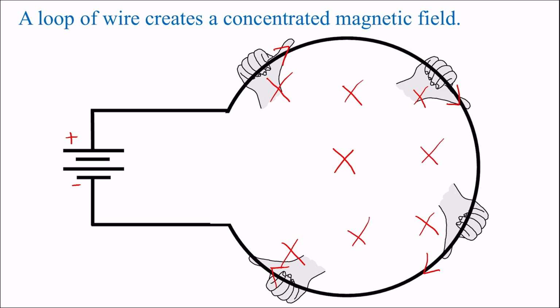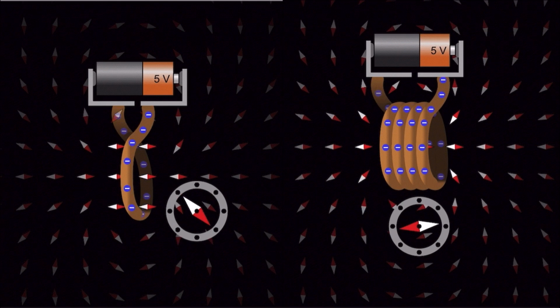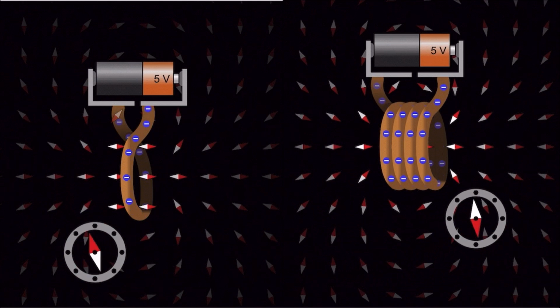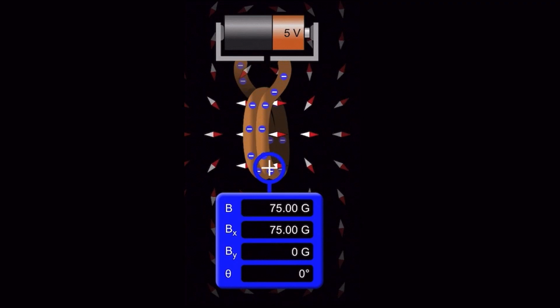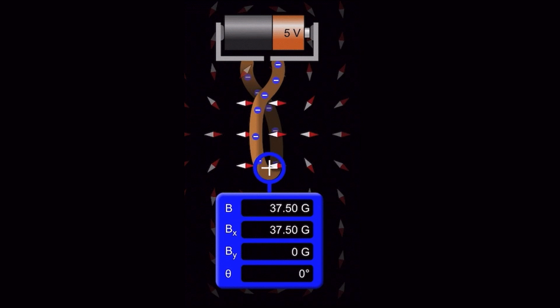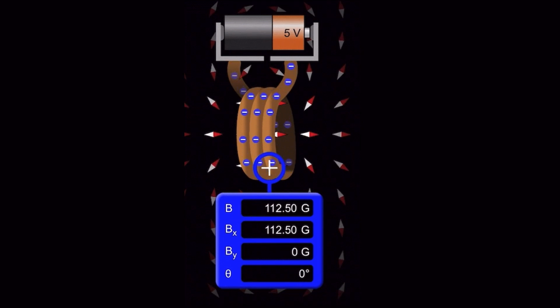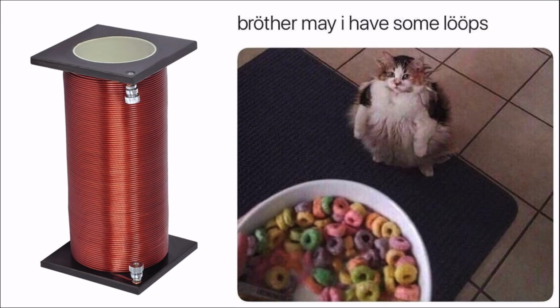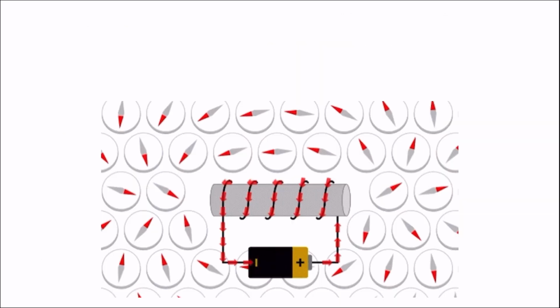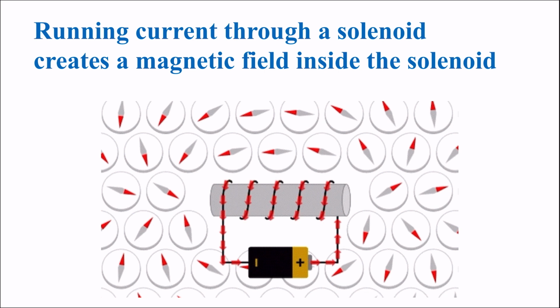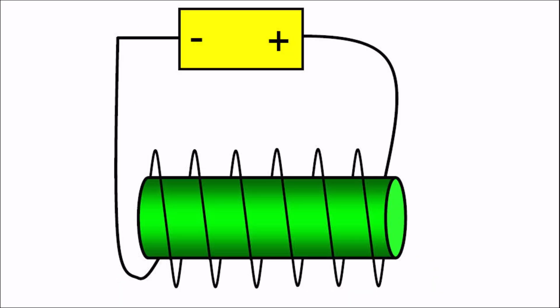everywhere in the loop. So a loop of wire creates a concentrated magnetic field that acts in one direction, and that field becomes stronger when you use more loops because each individual loop is producing a magnetic field. A coil of conducting wire with many loops is called a solenoid, and running current through a solenoid produces a magnetic field inside the solenoid.